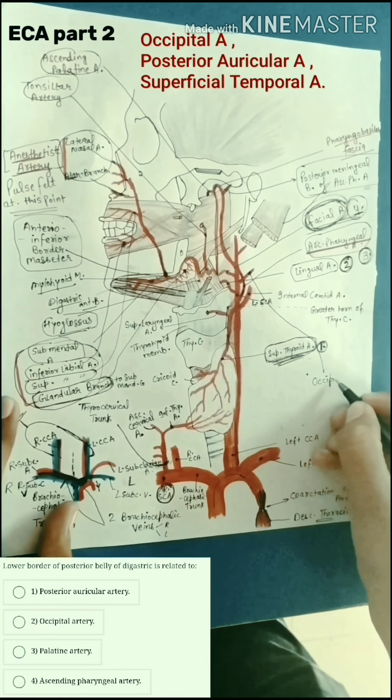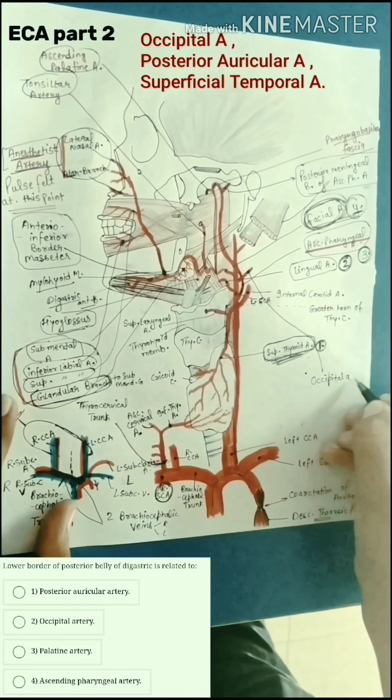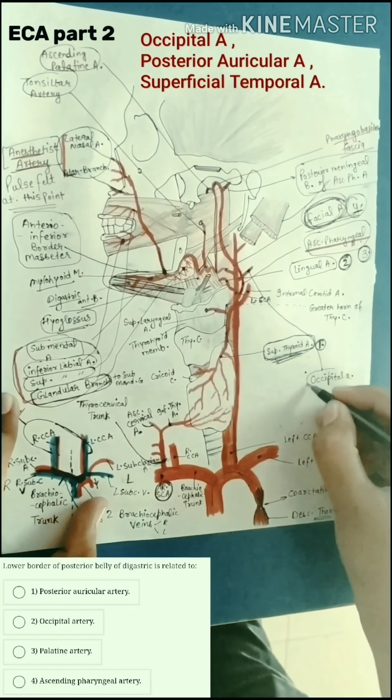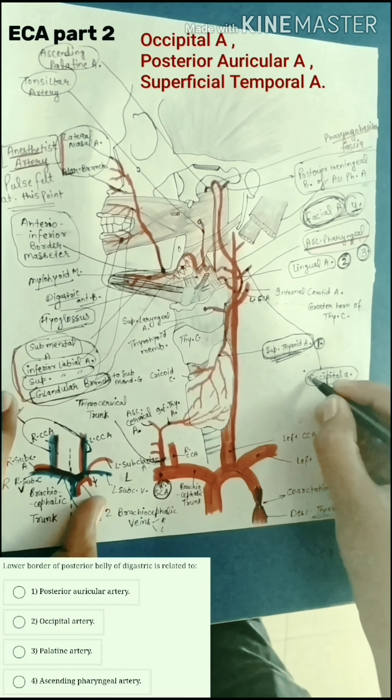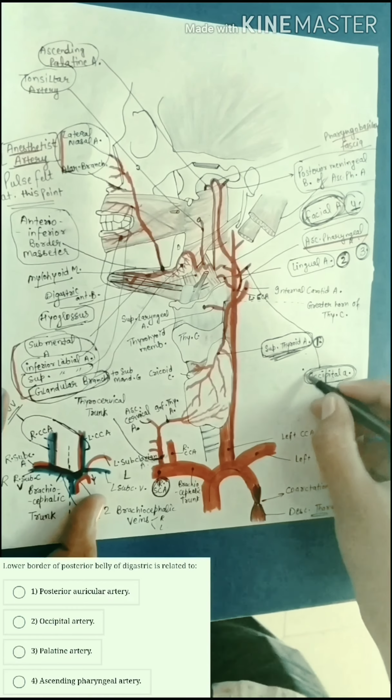In this lecture, we will study the occipital artery, posterior auricular artery, and superficial temporal artery. Of course, I will not go into the detail of the maxillary artery. I will make a separate lecture for that. So, okay, the occipital artery.